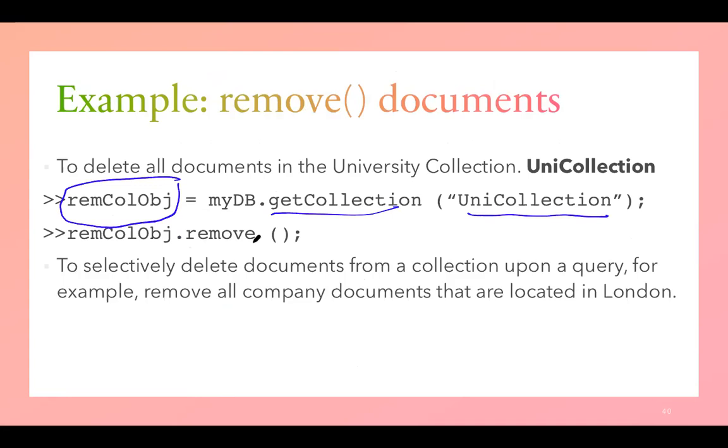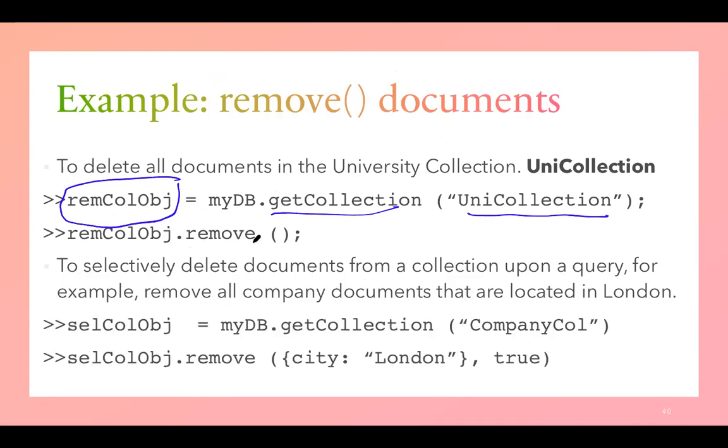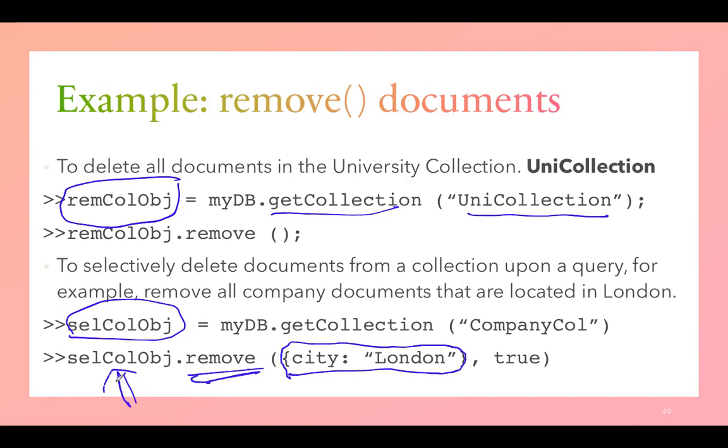For example, remove all company documents that are located in London, right? So I have this collection object. I'm doing a query. So this is my query object. It will remove those documents from this collection that have city equals London, and I'm having true here. That means I want all the documents to be deleted, not just one.